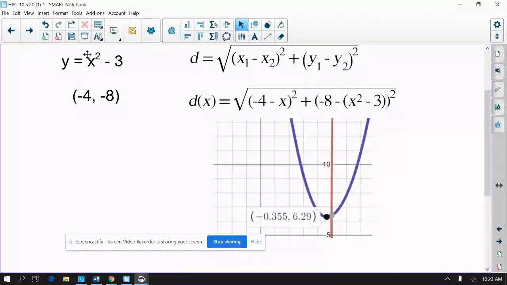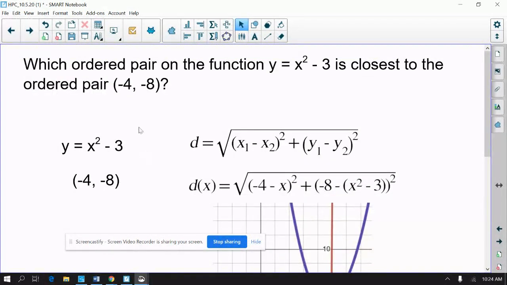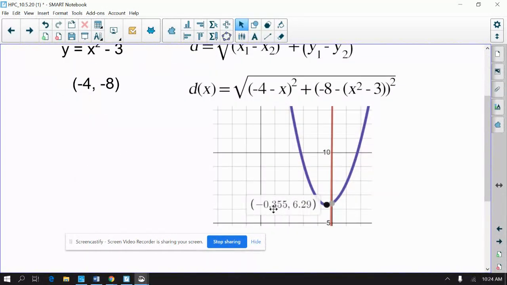X was the x value on this parabola. So I know the x value on this parabola that is part of the ordered pair that is closest to this ordered pair. And if I want to find the x and y on this function, on this parabola that's closest to this, I just need to substitute negative 0.355.